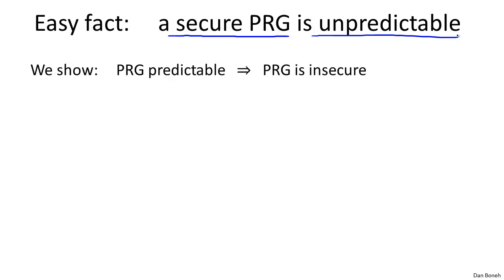We'd like to show that if a generator is secure, then necessarily it's unpredictable. The way we're going to do that is using the contrapositive. That is, we're going to say that if you give me a generator that is predictable, then necessarily it's insecure. In other words, necessarily I can distinguish it from random. This is actually a very simple fact, so let's see how we would do that.